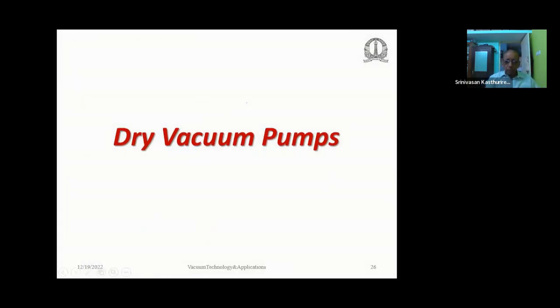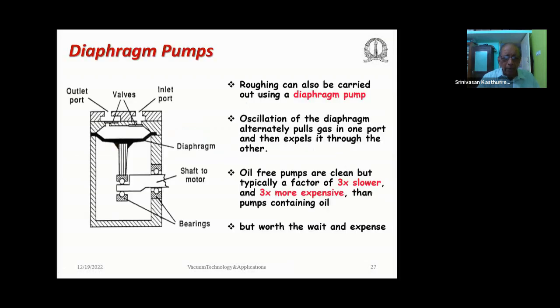Now let's come to the dry vacuum pumping system. What do you mean by a dry vacuum pumping system? That means there is no oil in it. One type of dry pump is called a diaphragm pump. What is a diaphragm pump? The diaphragm pump contains a diaphragm. This diaphragm is made to move up and down like this. How does it move up and down? It is connected to a motor shaft, and as the shaft rotates, it moves the diaphragm up and down.